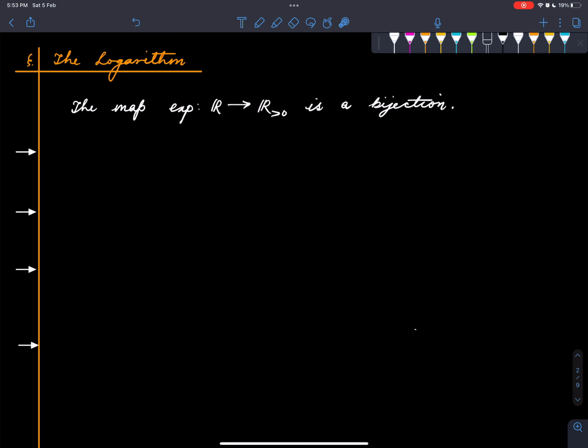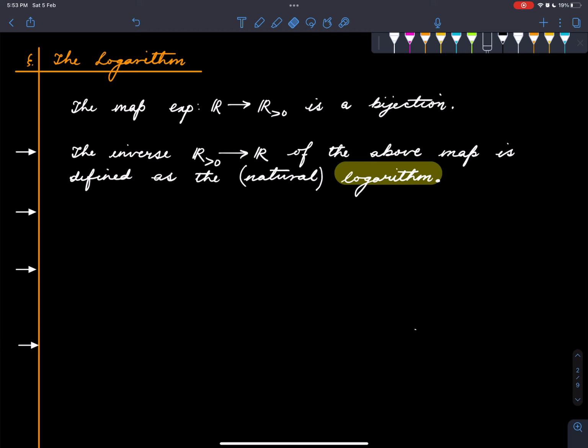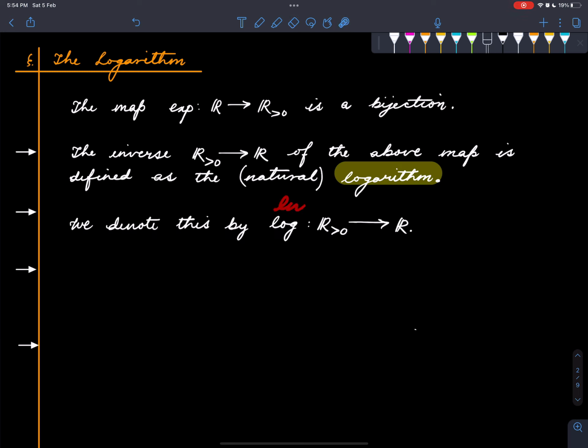Alright, so we saw that the exponential map is a bijection, and therefore it makes sense to define the inverse of this. The inverse of this function is what we call the natural logarithm. I will not be using the word natural. I'll just call it logarithm for the sake of brevity. The notation for this is log. Many times you will see ln, but I will just stick with log.